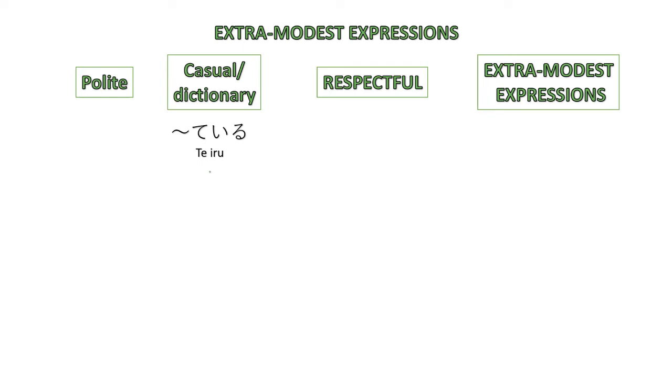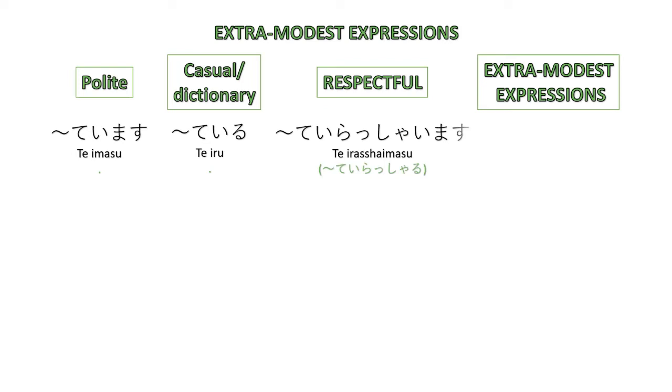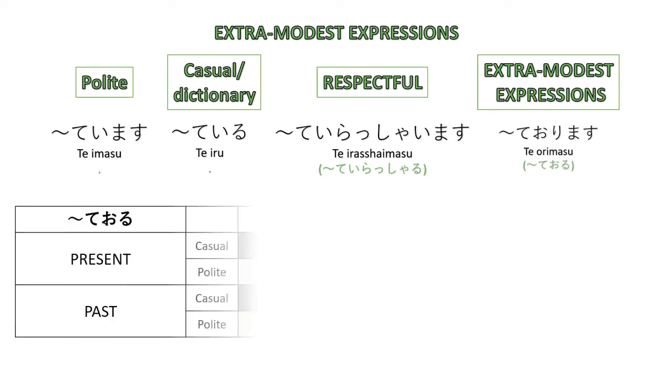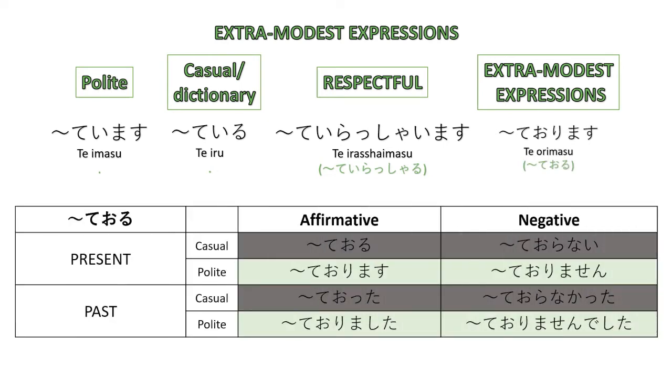And then we have the te-iru form. So te-iru, te-imasu. The respectful is te irashaimasu. Then the extra modest, te orimasu. And then the conjugations are te orimasu, te orimasen, te orimashita, te orimasen deshita.